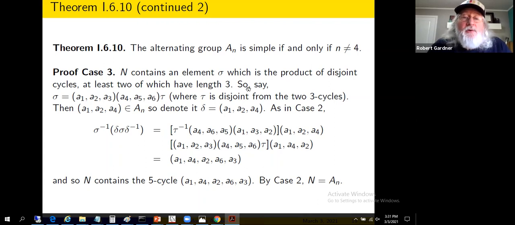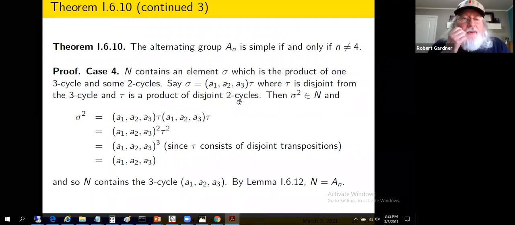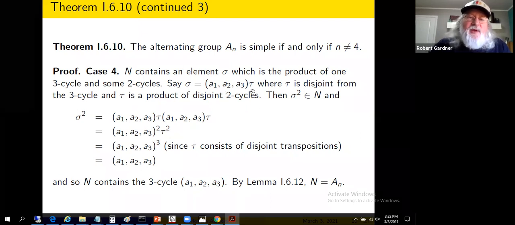So single 3 cycle, case 1. 2 or more 3 cycles, I mean, tau could contain some 3 cycles for all I know, but 2 or more 3 cycles, case 3. So I think we're down to a single 3 cycle and transposition. There's something we haven't covered.